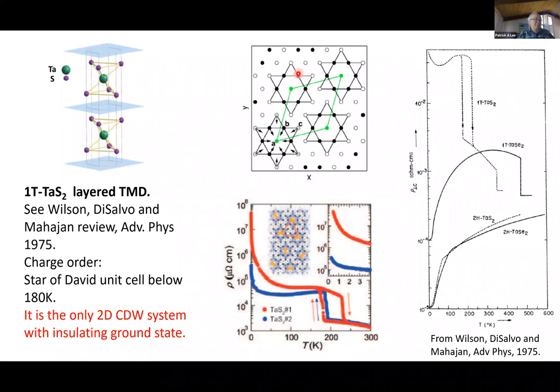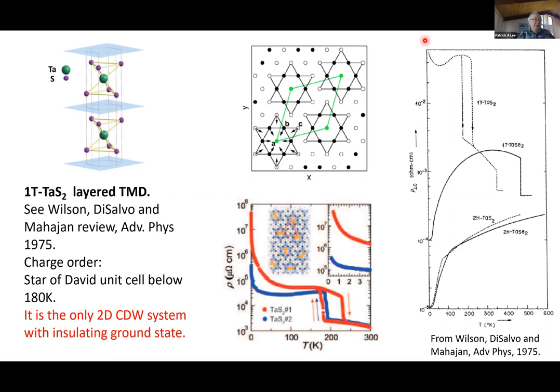Once you form this charge density wave, it turns out that at low temperature, this becomes an insulator. And in fact, it's quite unique because this is actually the only charge density wave system in two dimensions that is an insulator in the ground state. Okay, so this is old data, that resistivity. You can see that there's a first order transition at 200 Kelvin, and at low temperature, the resistivity turns up. Okay, and so it's an insulator.